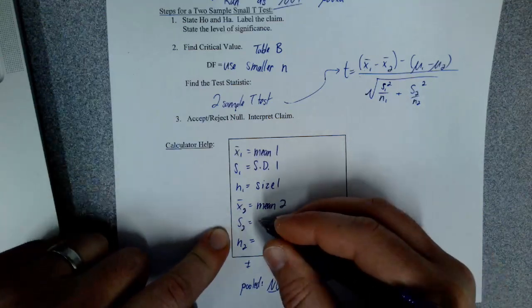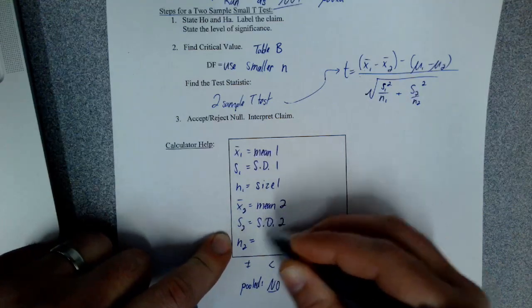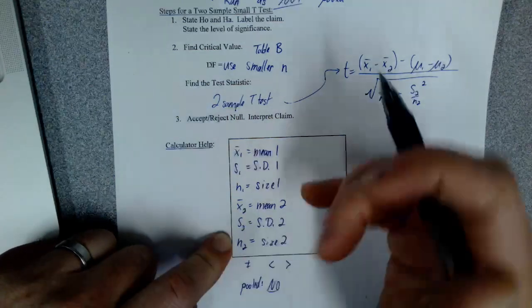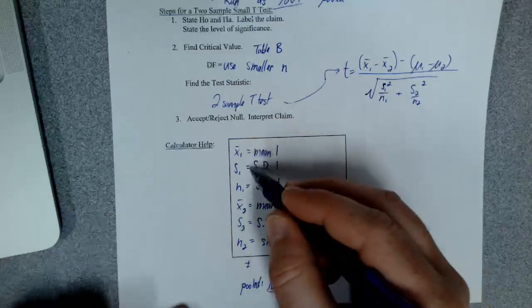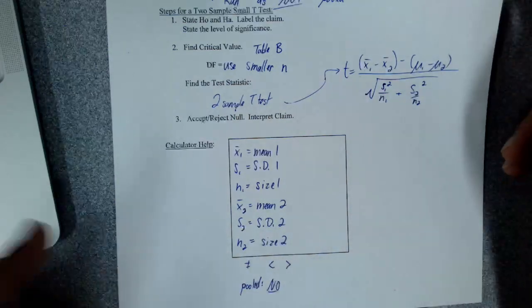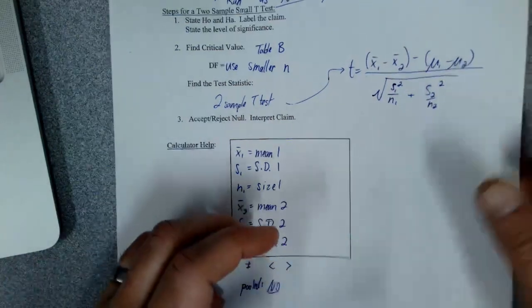Mean from 2, standard deviation from 2, and the sample size from sample 2. Okay, so these are nice because it is broken up, all the stuff from sample 1, all the stuff from sample 2, but I don't know why they didn't do that the first time, but that's all right.